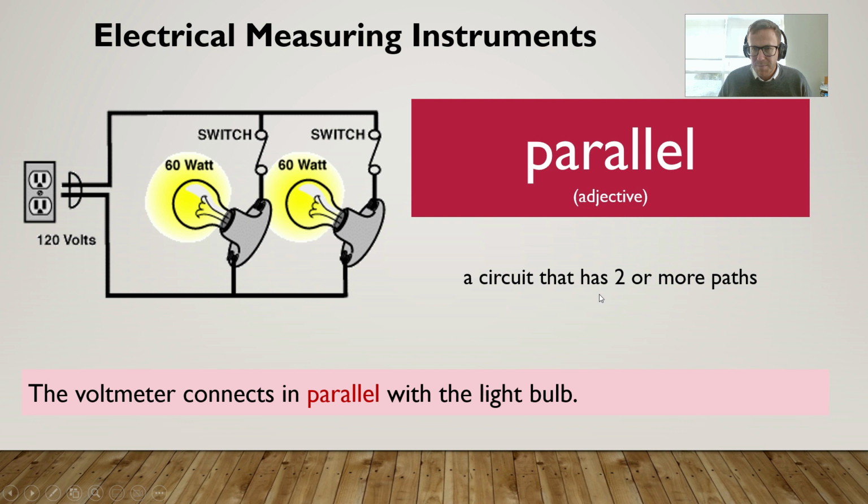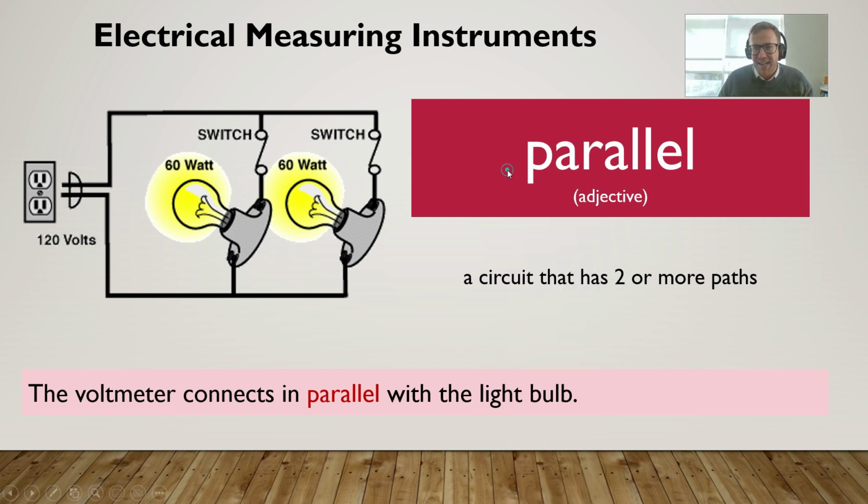Parallel. This is an adjective. A circuit that has two or more paths. So as you can see in the picture, we have a circuit going to one bulb and then another. These are parallel. For example, the voltmeter connects in parallel with the light bulb.